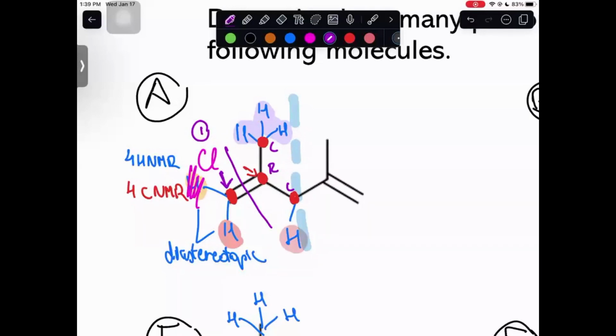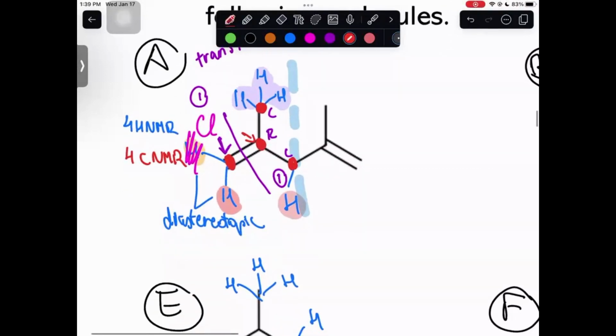We keep expanding. Now, what's going to be heavier? The chain at the top or at the bottom? Bottom. So that guy is going to be my number 1. Now, as you can see, your priority number 1s are pointing to opposite sides. So that means that this is going to be the trans, or more specifically, the E isomer. Okay, do we all see that? Okay, seems like it.